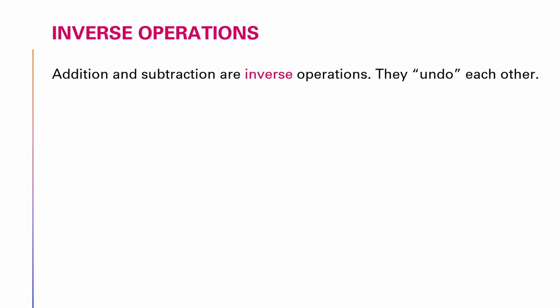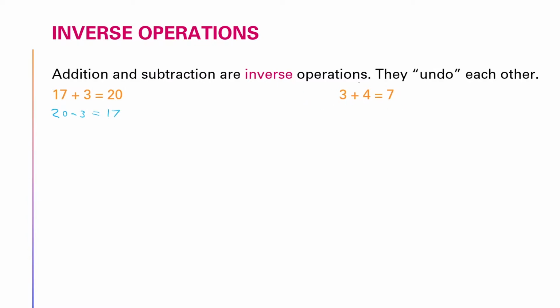Inverse operations. Addition and subtraction are inverse operations. They undo each other. For example, 17 plus 3 gives us 20. Now if you wanted to get back to 17, all we will have to do is 20 minus 3, and that takes us back to 17.